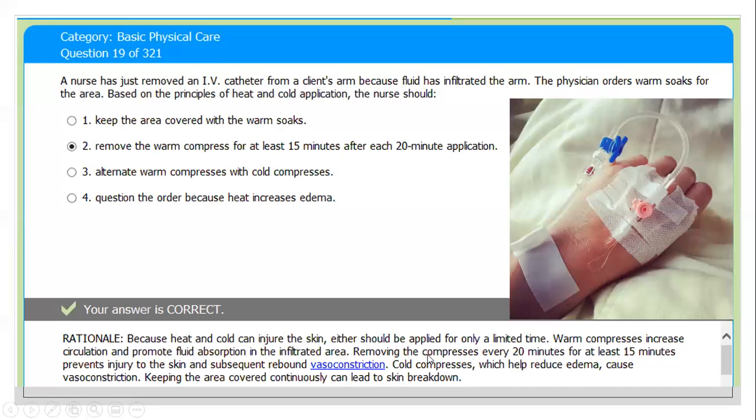Removing the compress every 20 minutes for at least 15 minutes prevents injury to the skin and subsequent rebound vasoconstriction. Cold compresses help to reduce the edema or cause vasoconstriction. Keeping the area covered continuously can lead to skin breakdown.